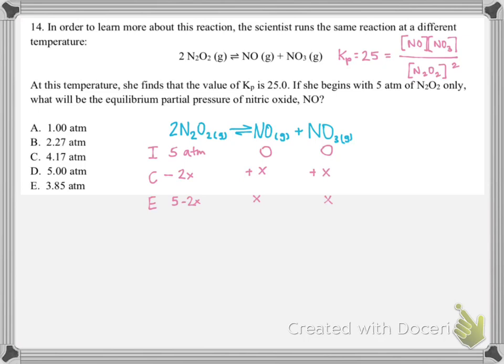Okay, and so now what we're going to do is we're going to take the values from our equilibrium row and plug them in to our Kp expression. So I'll have Kp, which they tell us is 25, equal to x times x divided by (5 minus 2x) squared.